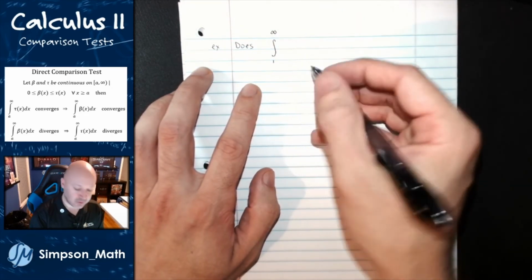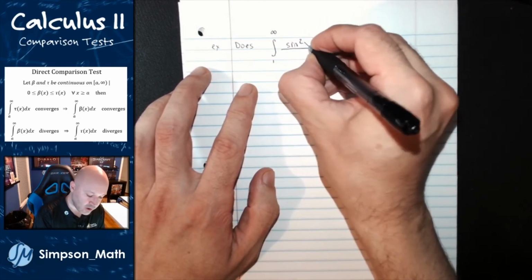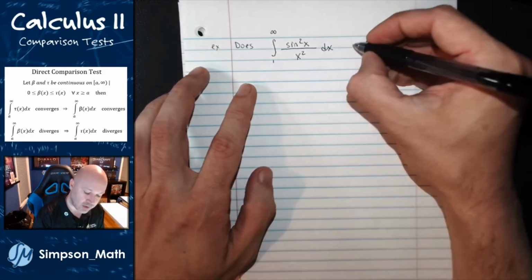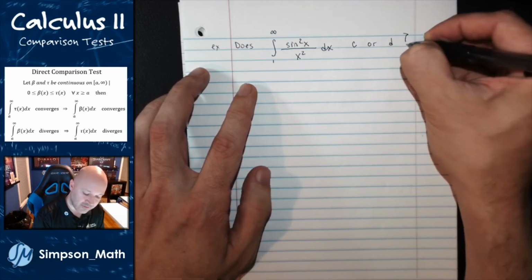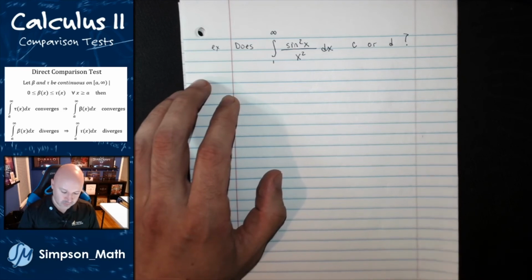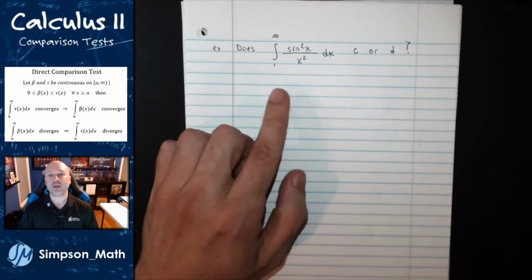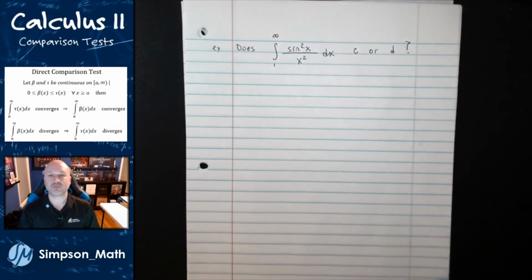Sticking with my interval, 1 to infinity. I'm going to put sine squared x up top and x squared down below. Does this thing converge or diverge is all I want to know. Improper integral, just asking if it converges or diverges.